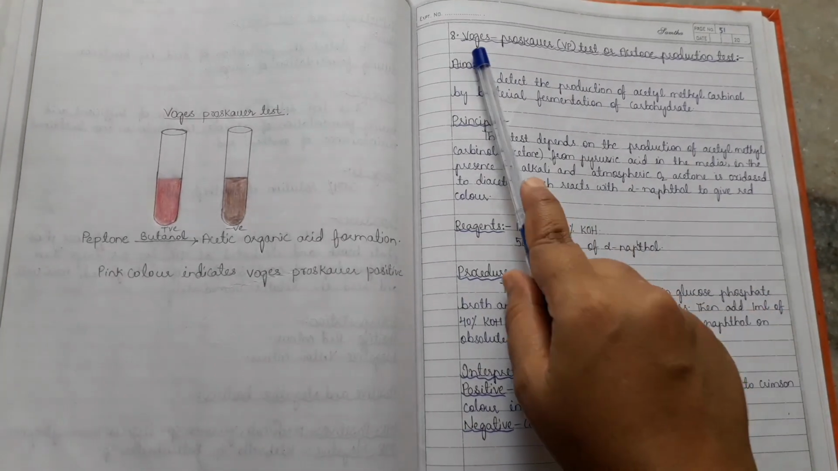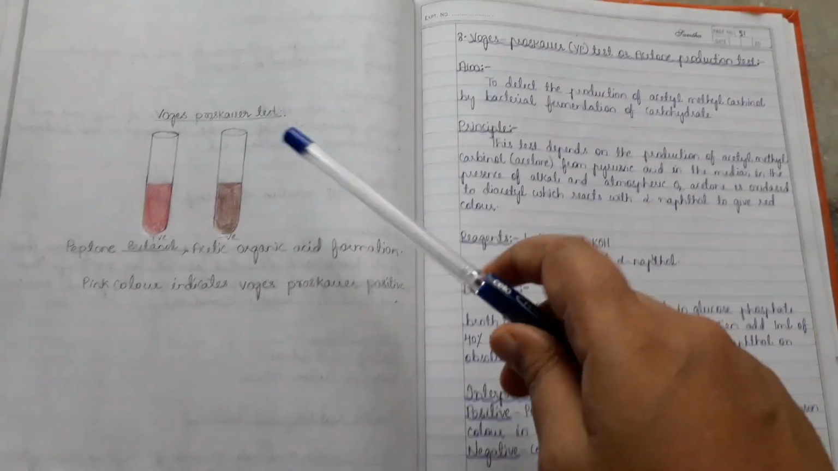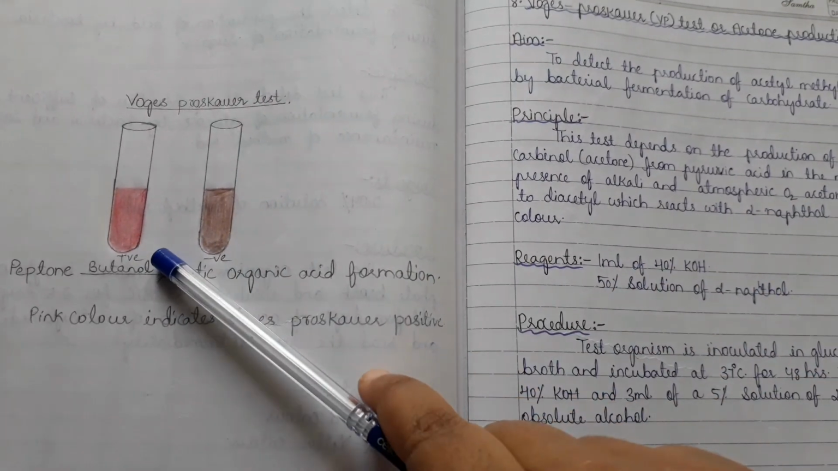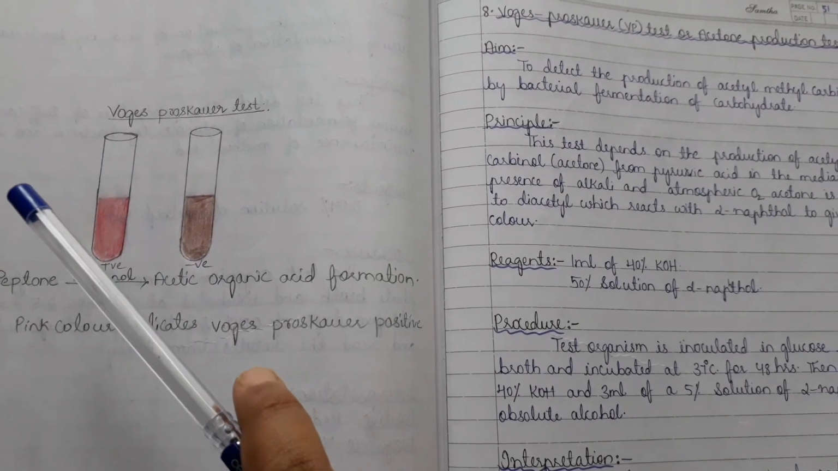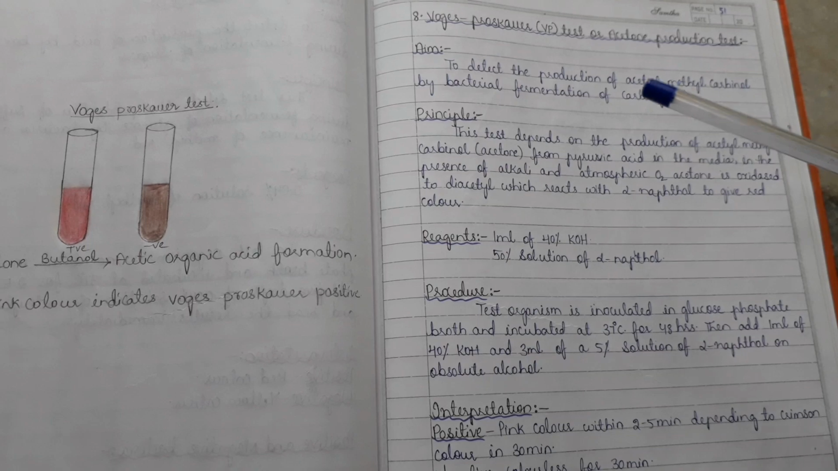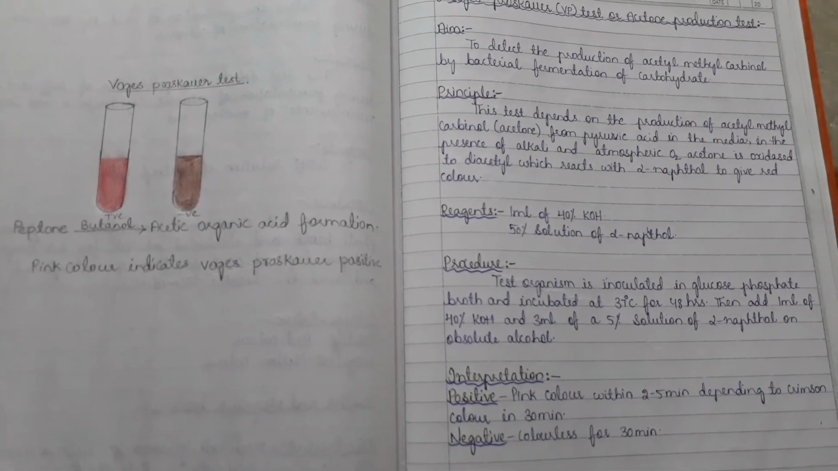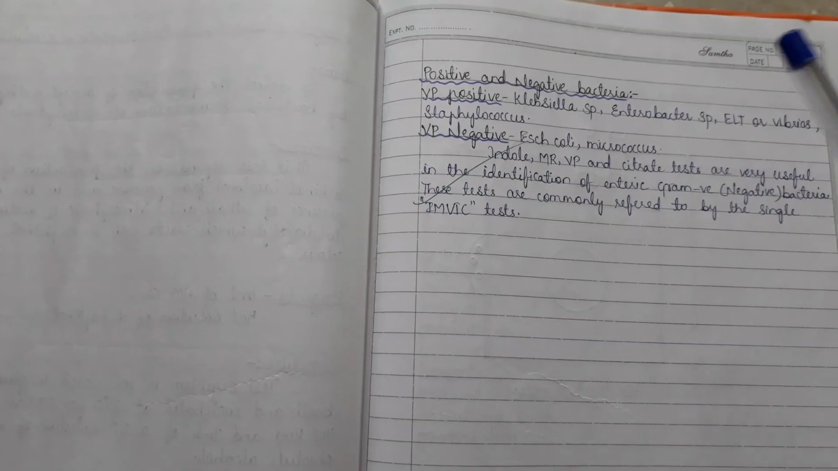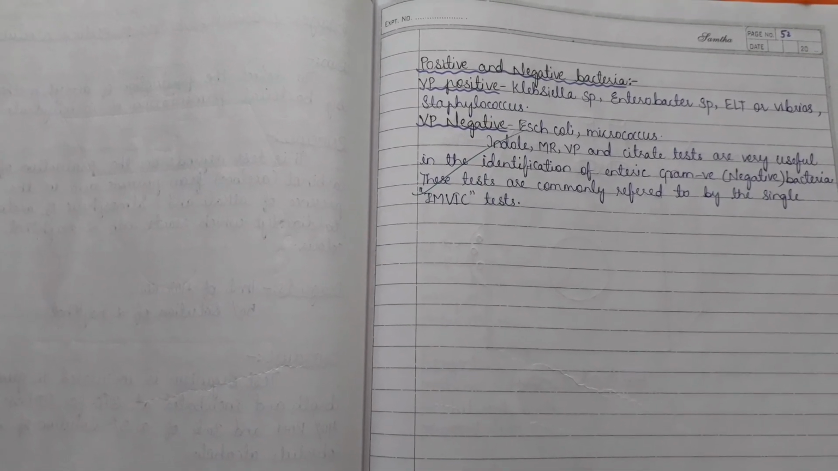So the eighth one is the Voges-Proskauer test, or acetoin production test. So yeah, this is a picture of Voges-Proskauer positive and this one negative. Pink color indicates Voges-Proskauer positive. So yeah, this is the principle, procedure and the interpretation. So these are the positive and negative bacteria for the Voges-Proskauer test.